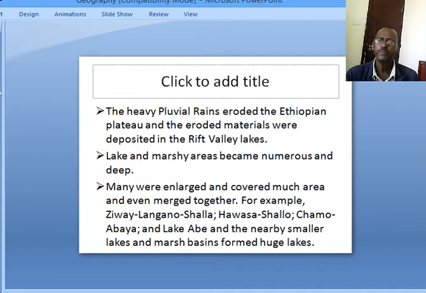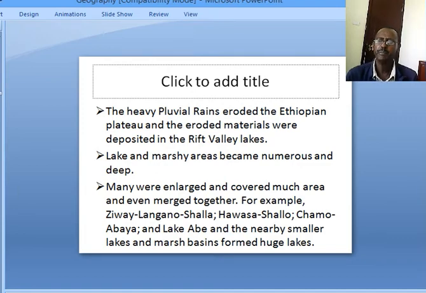The heavy pluvial rains eroded the Ethiopian plateau, and the eroded material is deposited in the Rift Valley. Since the Rift Valley is a lowland area, because of torrential or heavy rainfall, when the highland plateaus were eroded, the eroded materials were transported by this water and deposited in the Rift Valley lakes, because these water bodies are to be found within the Rift Valley.